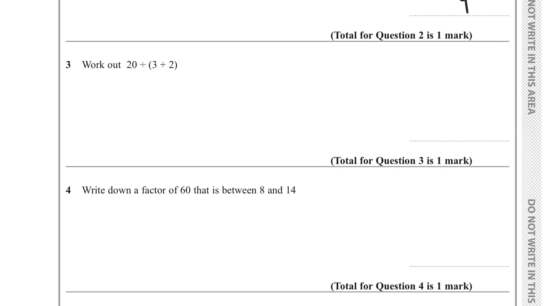Alright, number 3 is all about BIDMAS, BODMAS, whatever you want to call it. Essentially, you just got to remember that the brackets are priority, they come first. So you're actually doing 20 divided by 5, which is just 4. Okay, so just make sure you do the brackets first.